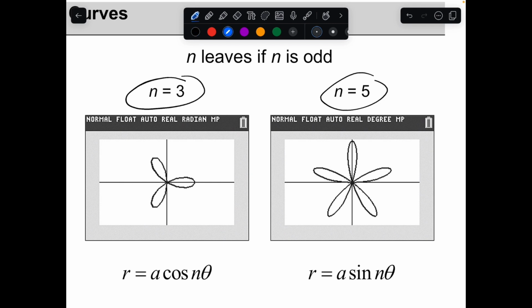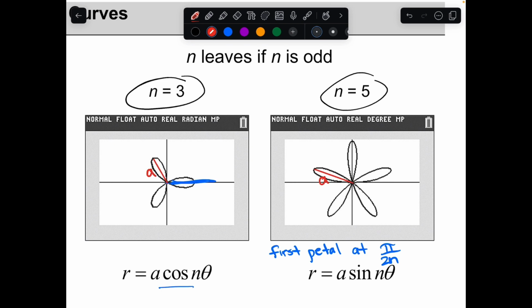Now the same thing happens with cosine. Cosine will start on the polar axis. Now, just like when n is even, sine is not going to start on the polar axis. The first petal is going to occur at pi over 2n. And again, the length of our petals is still going to be a.